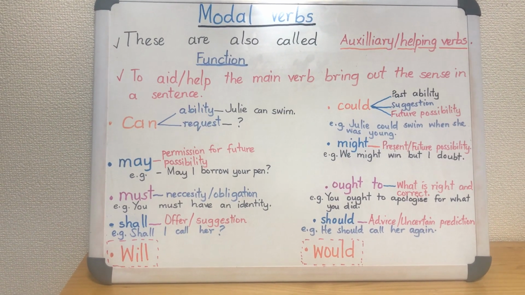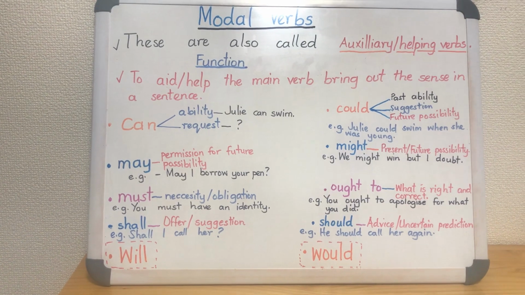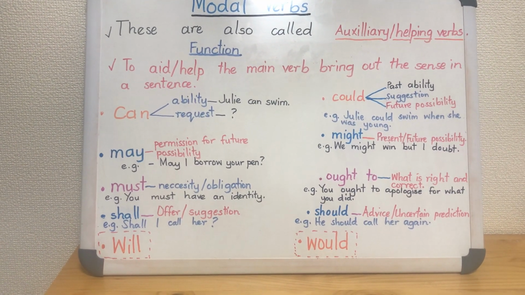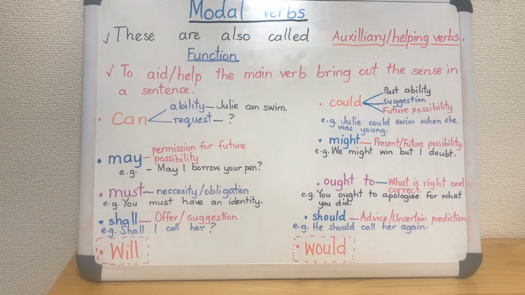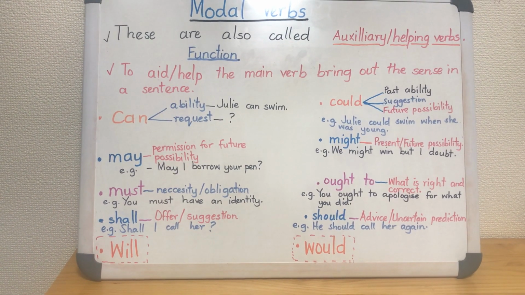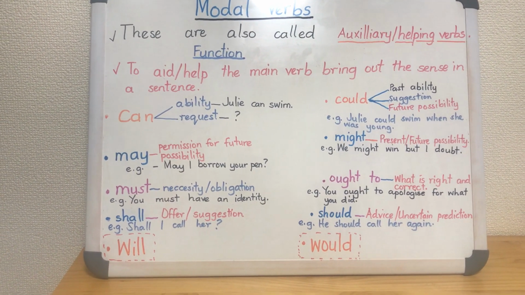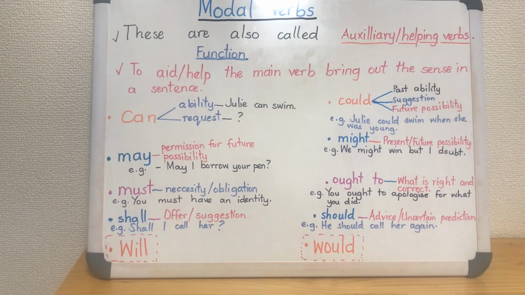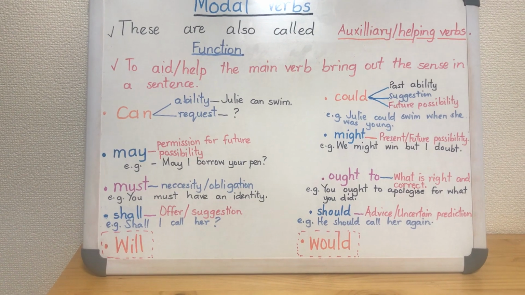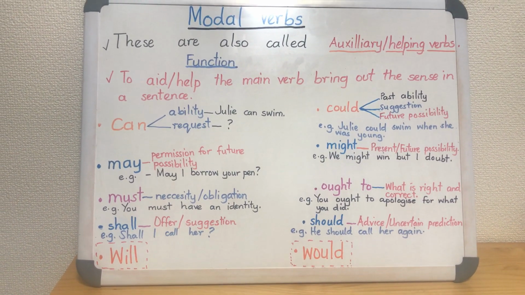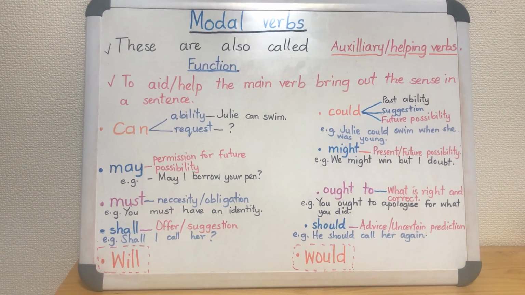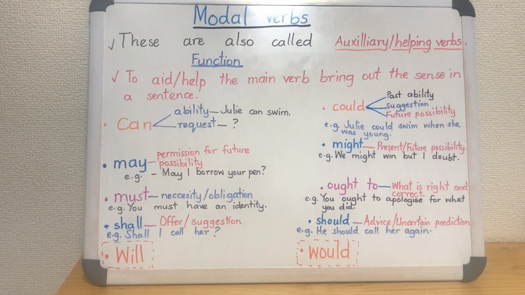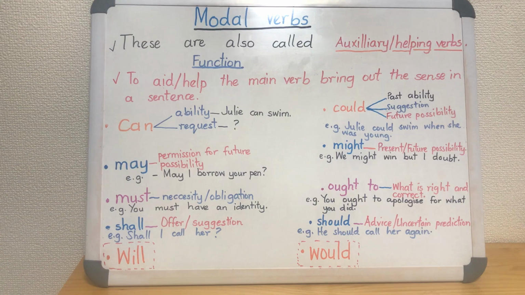Might is present or future possibility, now or later. The example that I gave there is, we might win, but I doubt. It's a future possibility. We might win, but maybe looking at the strength of the opposing team, someone is already doubting such a possibility.